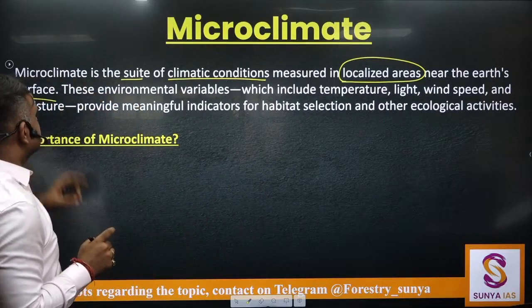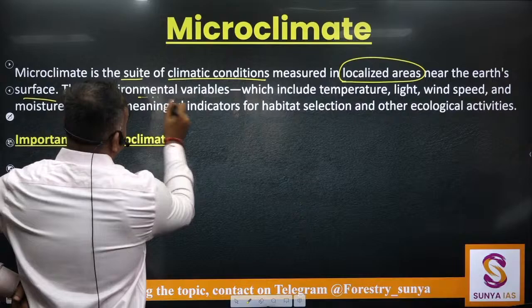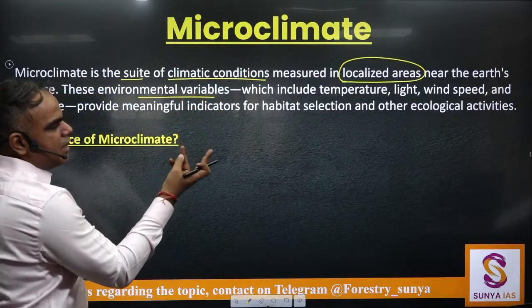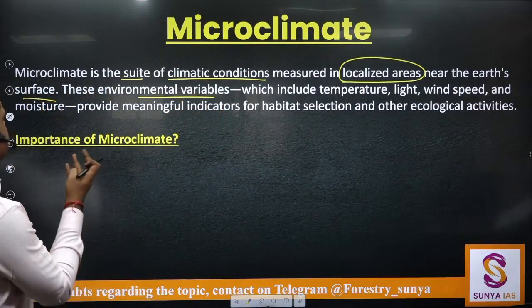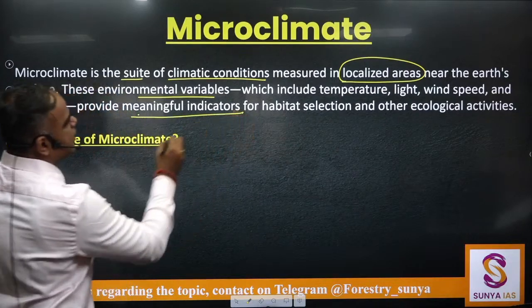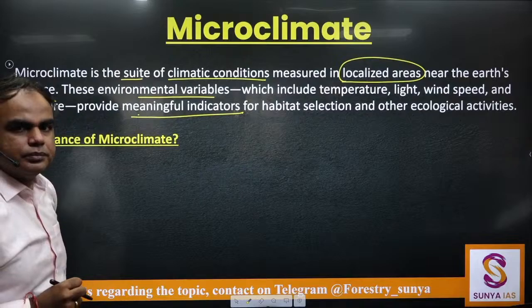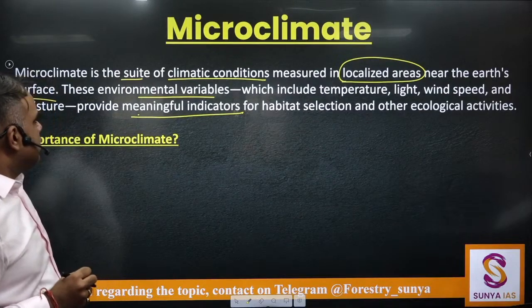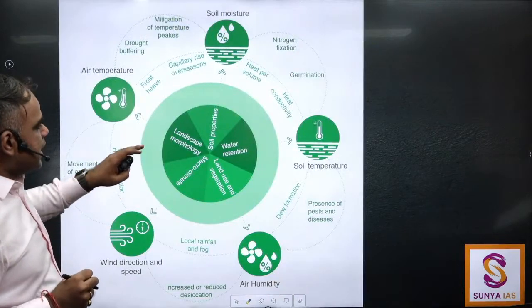on the Earth's surface, right? And all these environmental variables, be it temperature, light, wind speed, moisture, will provide a very meaningful indicator for the selection of habitat. All right. Now, this is again a diagram.